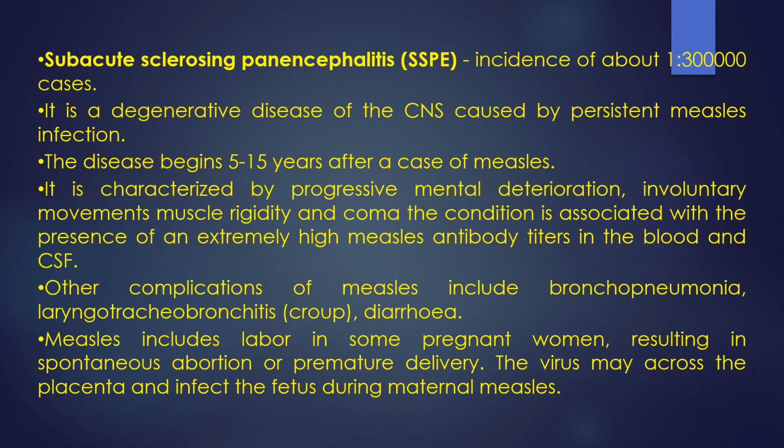Other complications of measles include bronchopneumonia, laryngotracheal bronchitis, that is croup, and diarrhea. Measles induces labor in some pregnant women, resulting in spontaneous abortion or premature delivery. The virus may cross the placenta and infect the fetus during maternal measles.